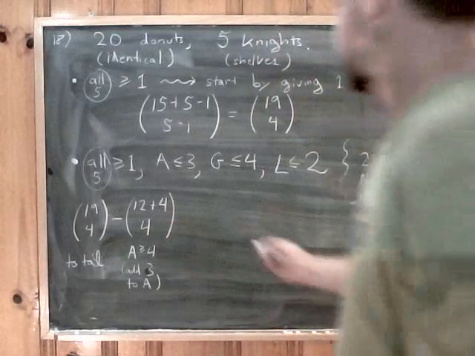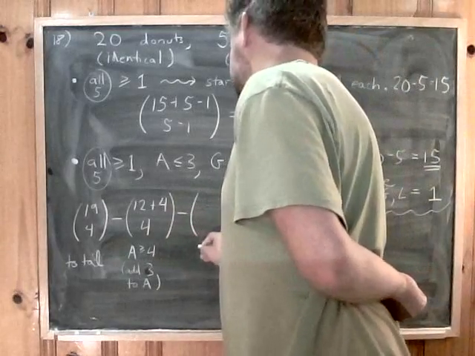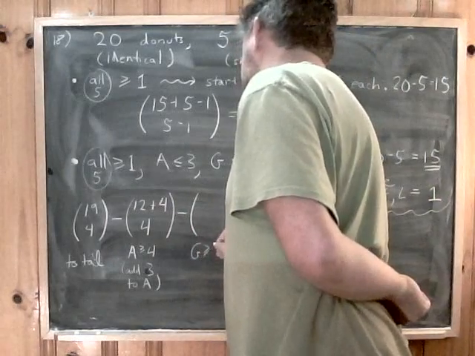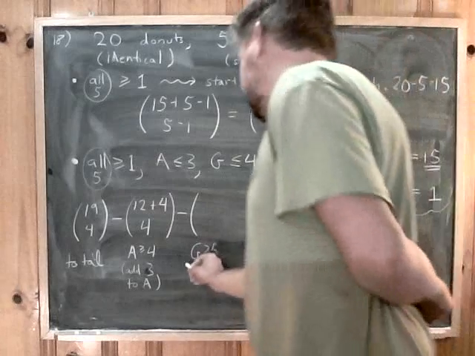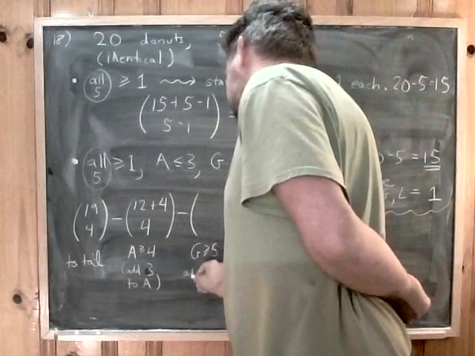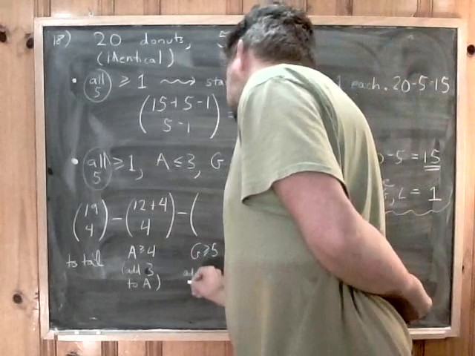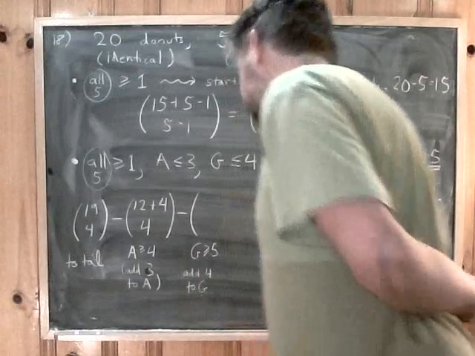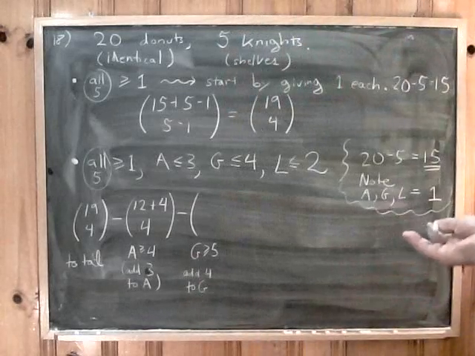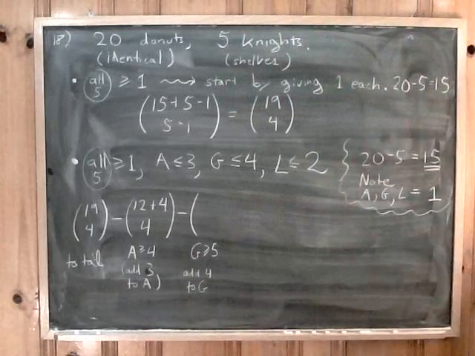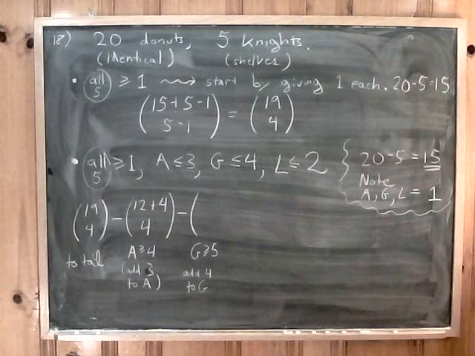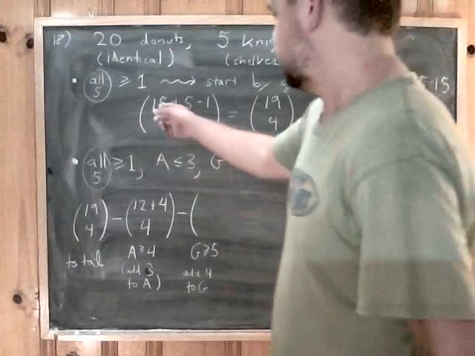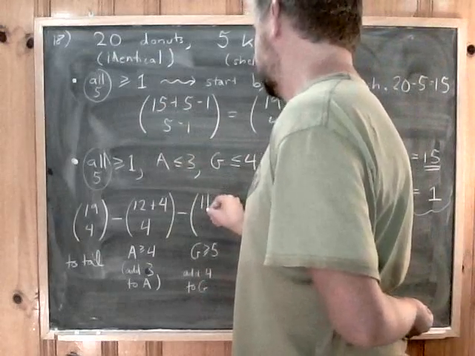All right. So then for G greater than or equal to 5, G already has 1, so that's going to be adding 4 to G. That'll make G be equal to 5, and then I can add more to continue breaking the rule. But if I start out by adding 4 to G, there was 15, so that would be 11.